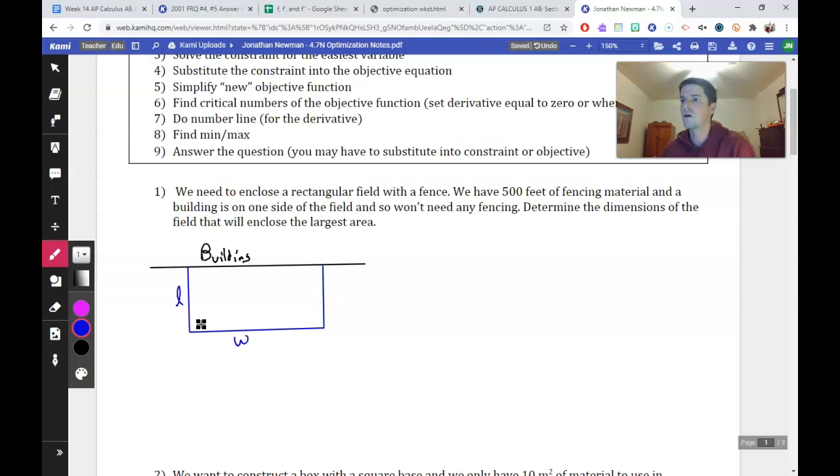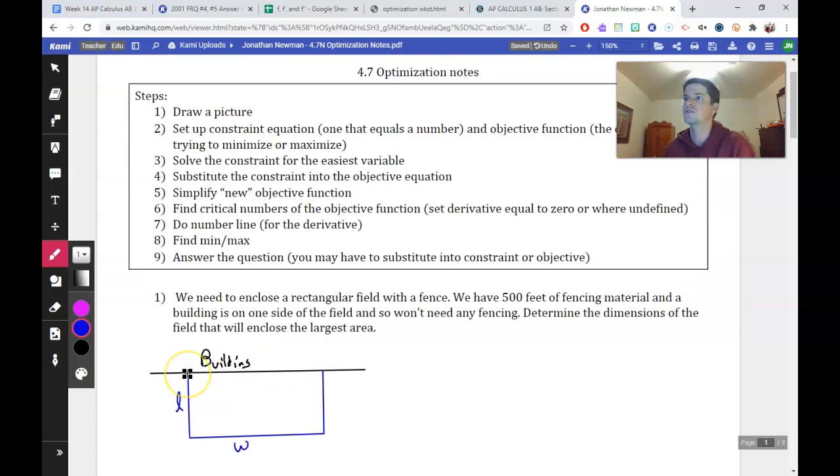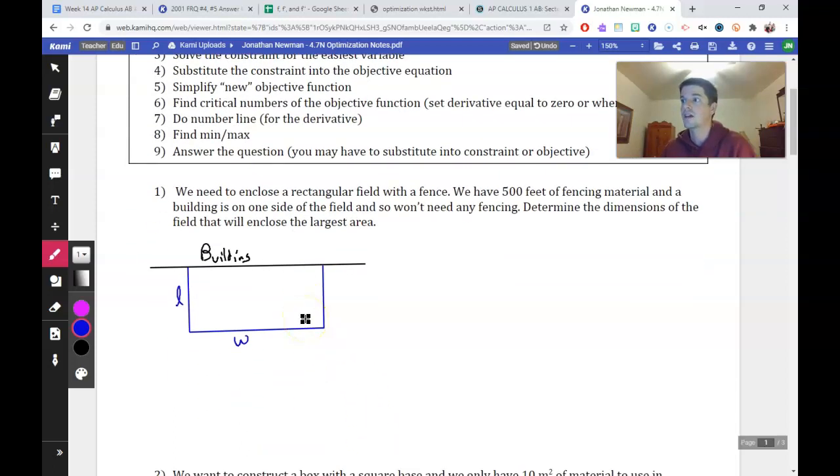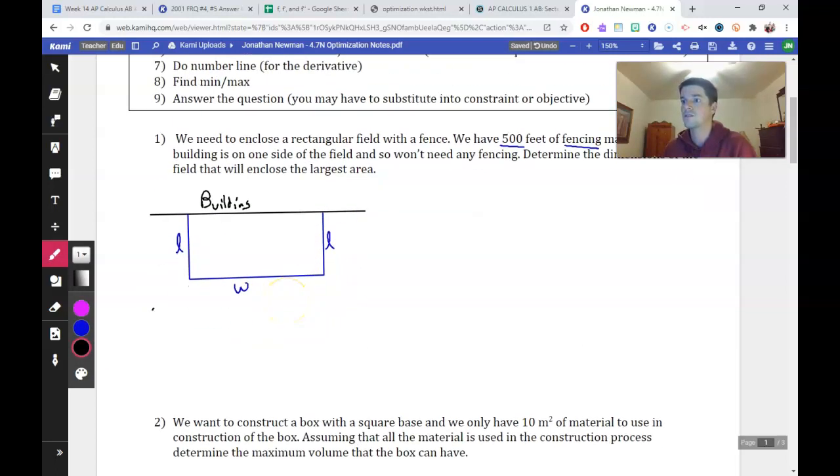Most of these problems have 2 equations you set up: a constraint equation, one where you have something that equals a number, and an objective function, the one that you're trying to maximize or minimize. It tells us we have 500 feet of fencing material. That's perimeter, so we can set up this equation: 500 is equal to the perimeter, so 2L plus W. I'm just adding up all the sides. That's perimeter.